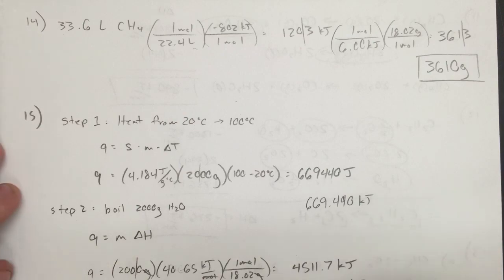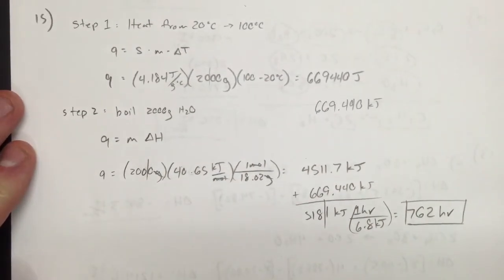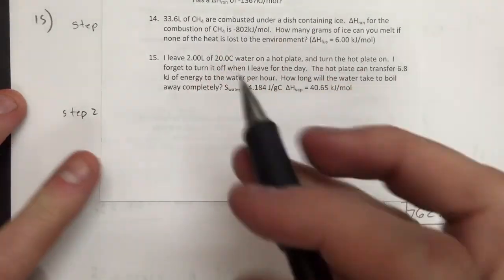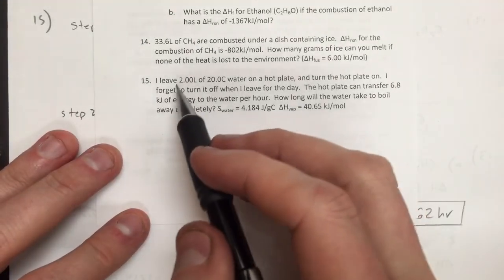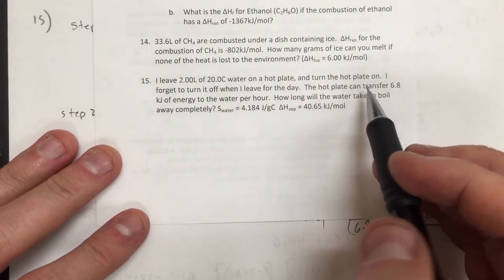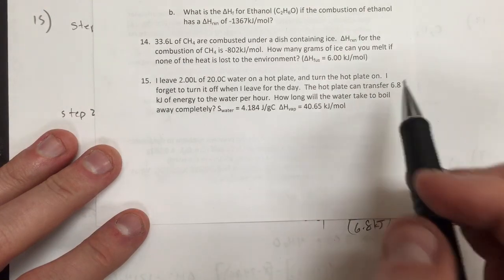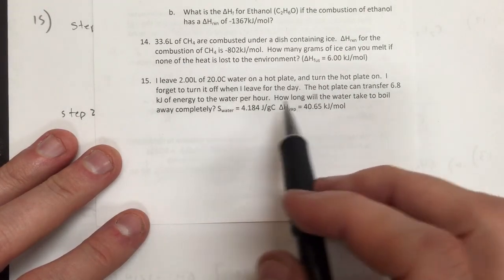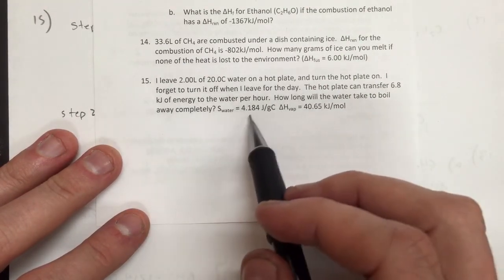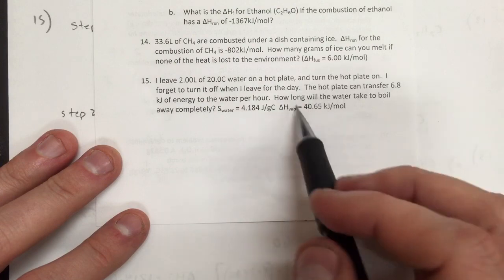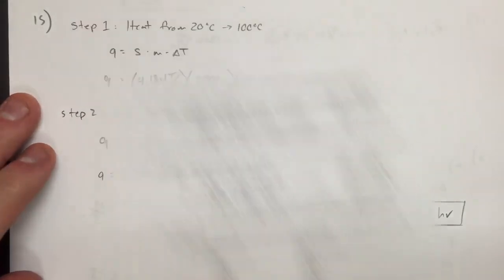And then number 15. It says, I leave 2 liters of 20 degrees C water on a hot plate and turn the hot plate on. I forget to turn it off when I leave for the day. The hot plate can transfer 6.8 kilojoules of energy per hour. How long will it take to boil away completely? And there's the S for water, and there's the delta H of vaporization in kilojoules per mole.